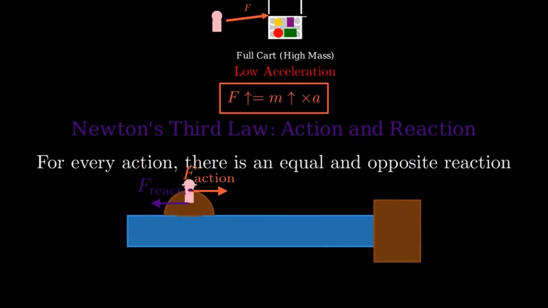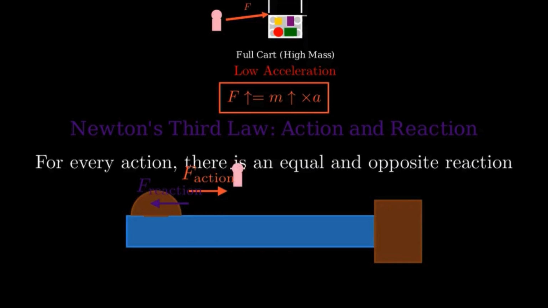As the person pushes forward off the boat, they exert a force on the boat. According to Newton's third law, the boat exerts an equal force back on the person, but in the opposite direction. This makes the boat move backward as the person jumps forward.